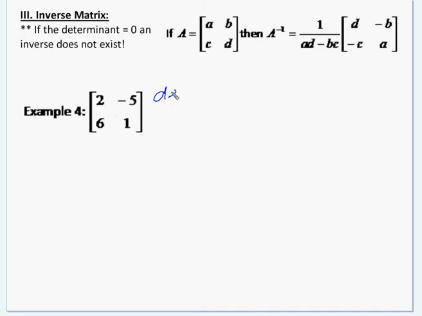So for our last example, the first thing we have to do is find our determinant. So we're going to say 2 times 1 is 2, minus 6 times negative 5, which is a negative 30. So this is going to equal 32.